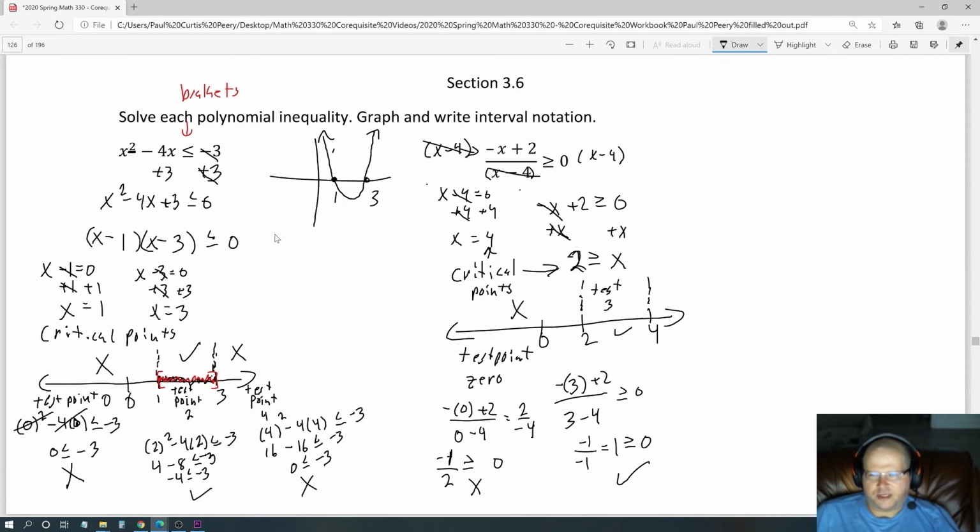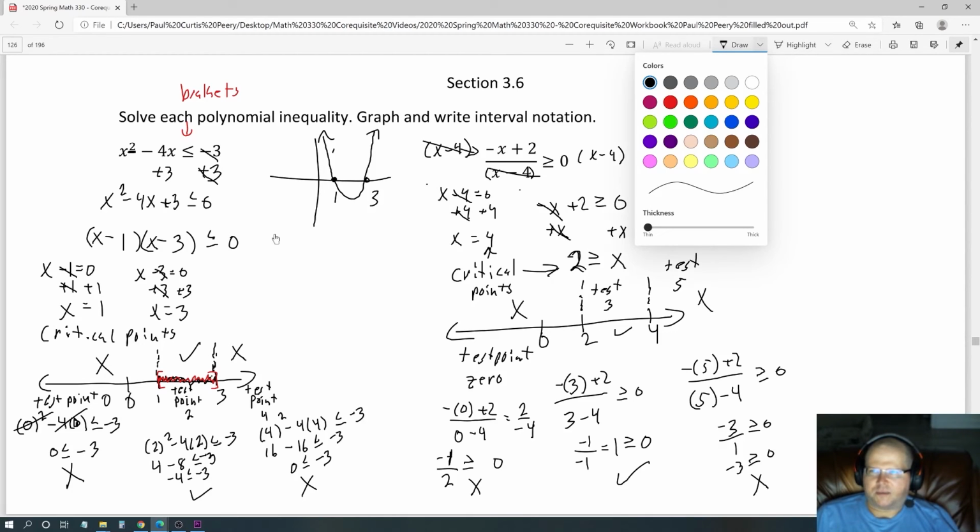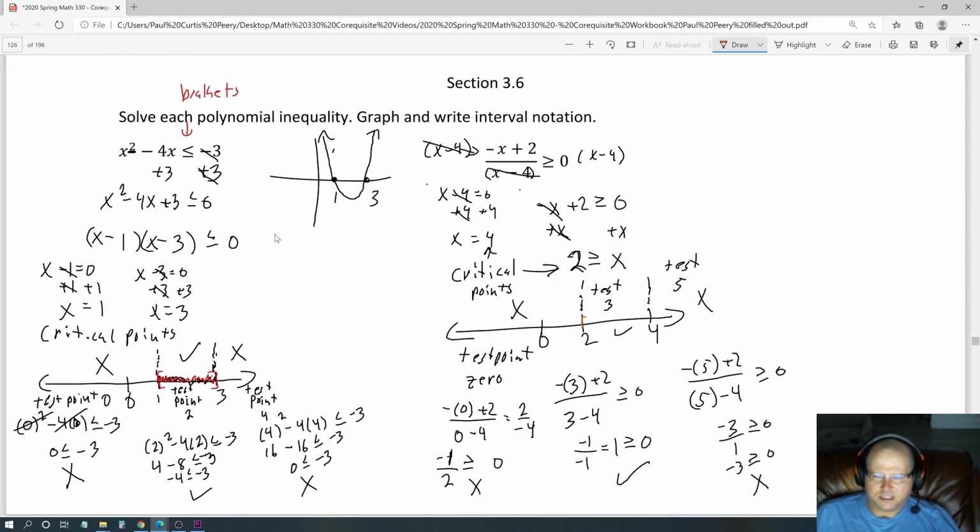Okay, and we do another test point over here. It has to be greater than 4, so I'm just going to pick a 5. So we plug it in. So negative 5 plus 2 over 5 minus 4, and that's greater than or equal to 0. So negative 5 plus 2 is a negative 3. 5 minus 4 is a 1, so we end up with negative 3. So is, in fact, a negative 3 greater than or equal to 0? And we would say, no, it is not. So we are only interested in that part in between these. So we're interested in here and here, and we just shaded it.